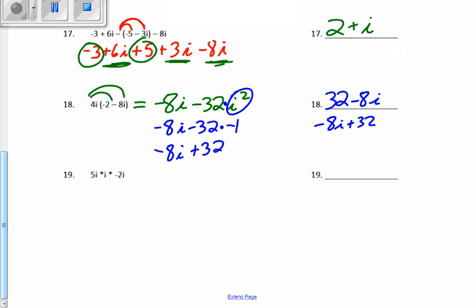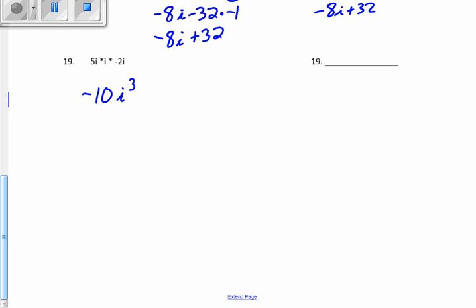Number 19, we have 5i times negative 2i. Those are multiplications. Multiply the coefficients. 5 times negative 2 is negative 10. i times i is i to the third. Let's break down that i to the third. We can do that off to the side. i to the third. We did that earlier today, or in this recording. But how many i squared is going to get out of 3? Just 1. That's only 2 though. 2 times 1 is 2, so I have to write 1 more. That's 3. i squared is negative 1.